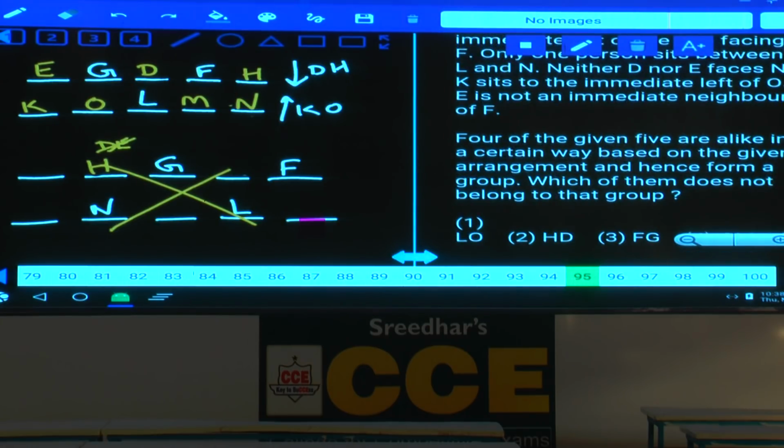Then question number 95, four out of the following is nothing but an odd man out. L and O, L and O are adjacent to each other. H and D, there is one person between H and D. F and G, there is one person. O and M, there is one person. And K and L, there is one person. Then what is your answer here? Except K and L, in the remaining choices, there is one person between these two. But here, K and L are adjacent. Clear now? This is about 95.